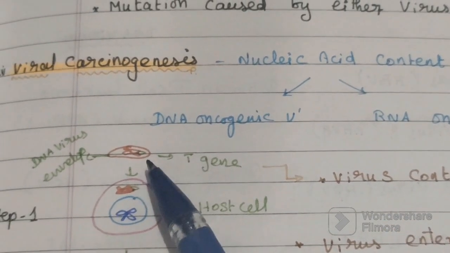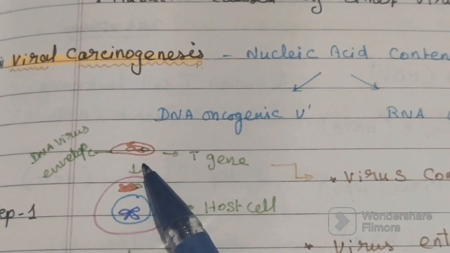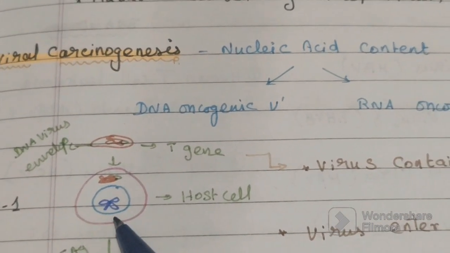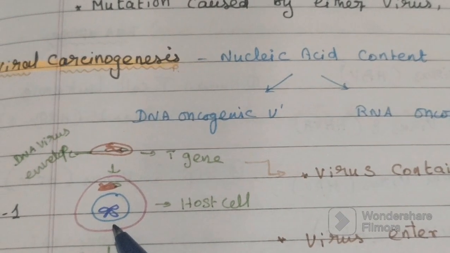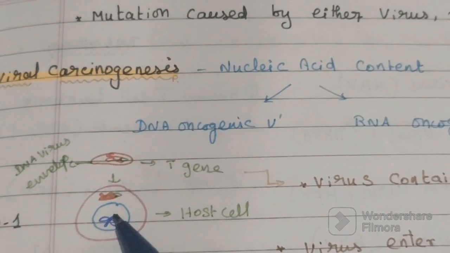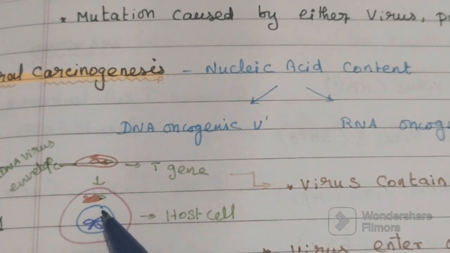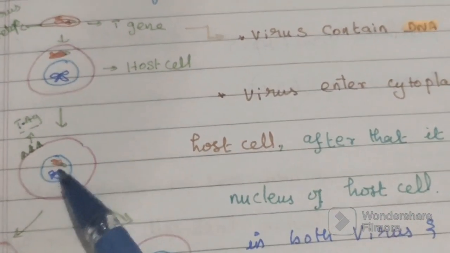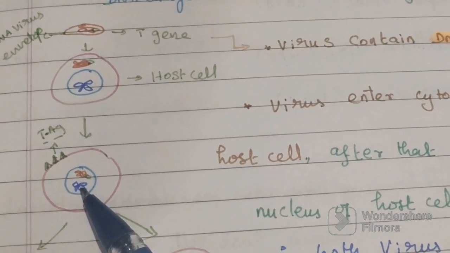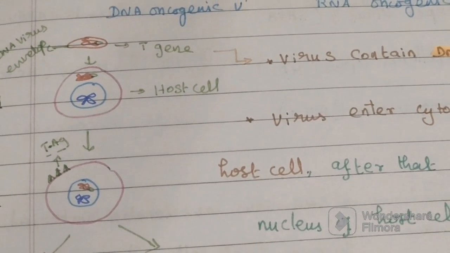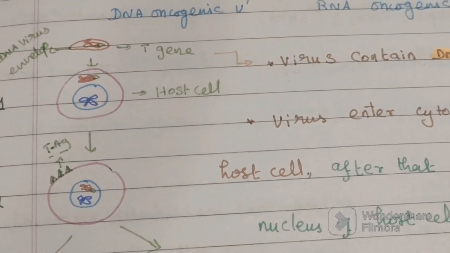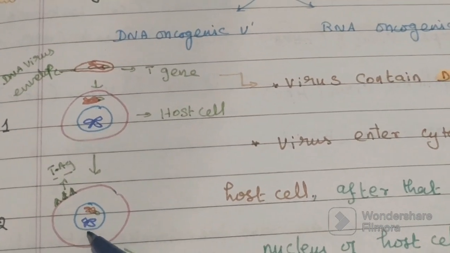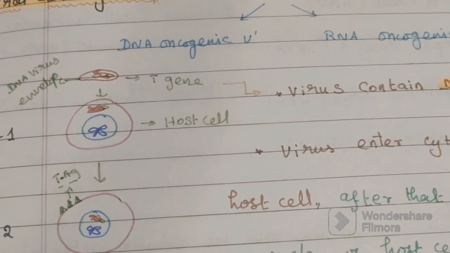This is the virus, which contains DNA as its genome. This one is the human host cell. The virus enters the cytoplasm of the host cell, and after that it enters the nucleus of that host cell. DNA is present in both the virus and the host cell. Here, two DNAs, virus DNA as well as host DNA, are present.